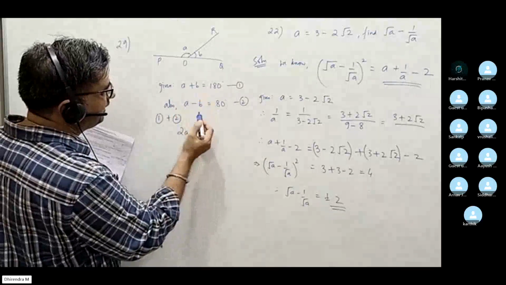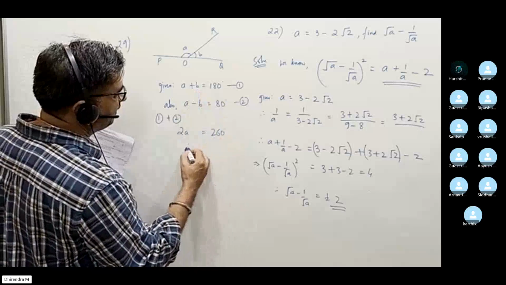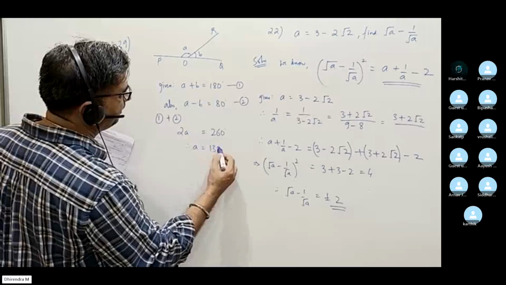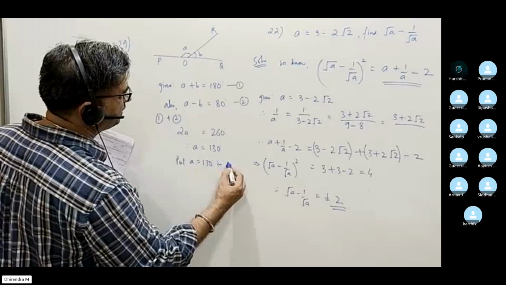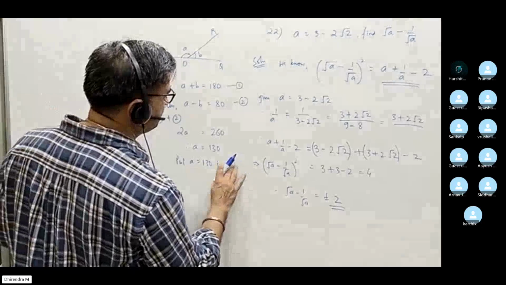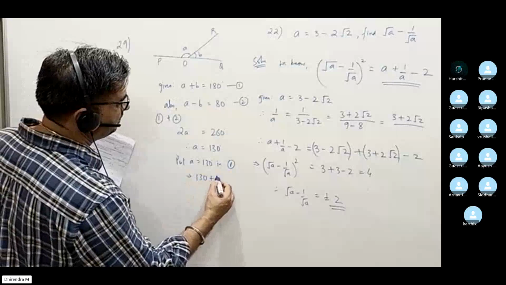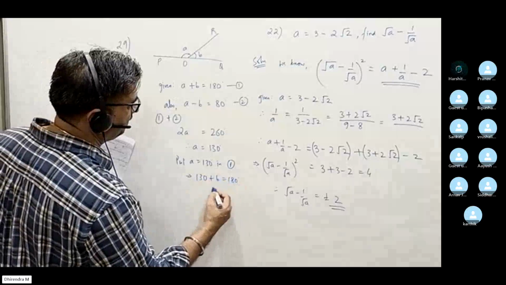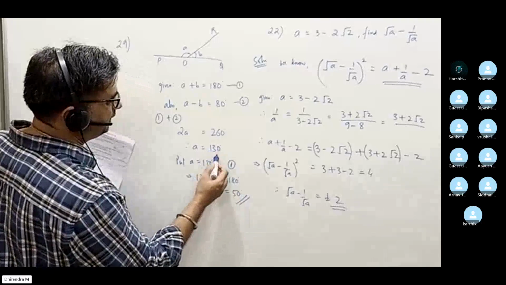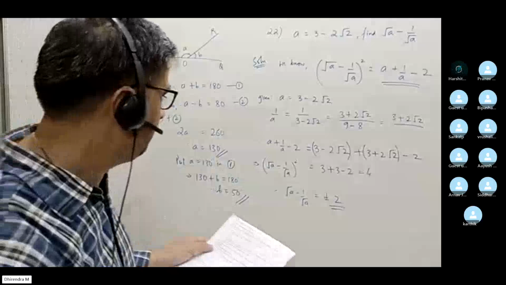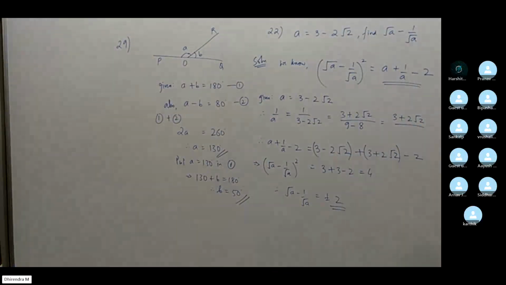So if you add these, what will we get? 2A. Plus B and minus B will get cancelled. This will become 260. Therefore, is A not equal to 130 degree? Now put A is equal to 130 degree in equation 1 or 2, whichever is easier, fine, take 1. That gets us what? 130 plus B is equal to 180 degree. Therefore, B is equal to 50 degree. Convinced? Harshit? Sir, why A did and we B do are 2A? Yes, sir. 130 and 50 respectively.